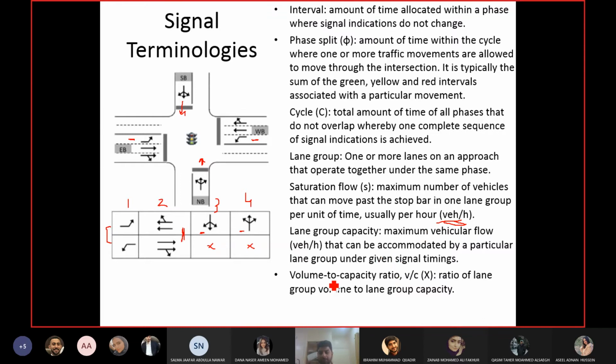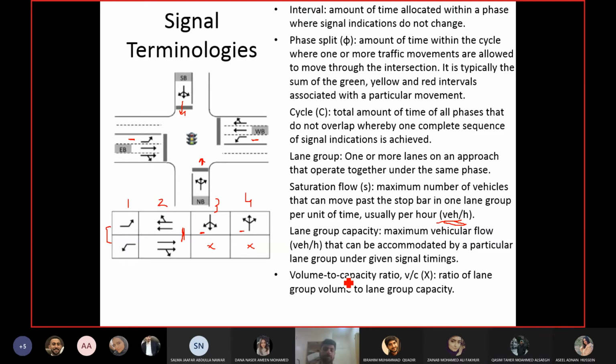Then you have volume to capacity ratio, which is the actual volume upon the capacity of the lane group. Okay, question: how much should the volume capacity ratio be? Volume is the actual volume you have, and capacity is the maximum you can have. So volume capacity ratio should be what?